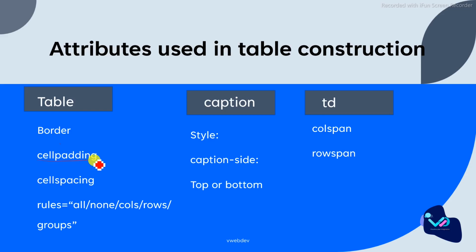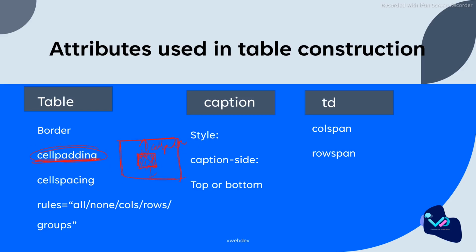Then we have the cell padding. The cell padding is usually used to space the data and the border of the TD. The cell padding value specifies the distance between the TD's content and the border of the TD. This is known as cell padding.